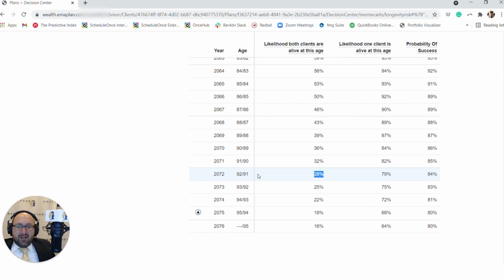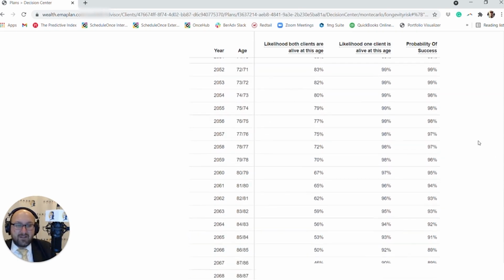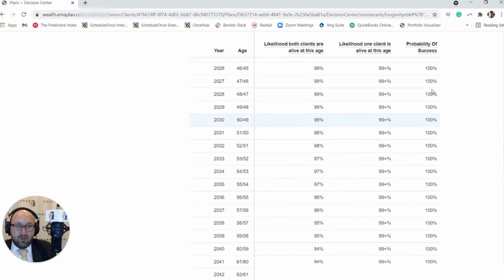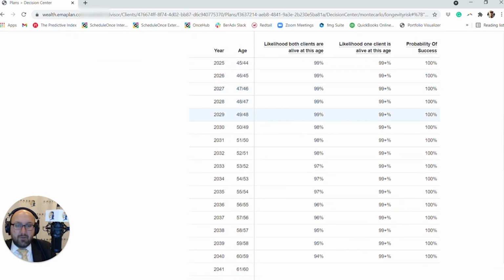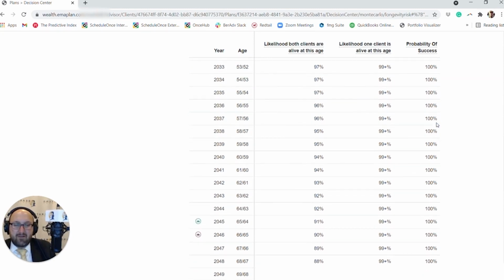And understanding why second to die life insurance is different than two single life life insurance policies. It's this concept here of how math works. So the probability of one of them living to that age is 79%. So this allows us to have this conversation about, hey, you're probably going to live longer than you think, and we really have to plan for somebody living that long. But the beauty of what eMoney did here is they put the probability of success for the Monte Carlo at that age. So for example, them living to 2029, which is age 49 and 48, there's 100% probability they never ran out of assets.